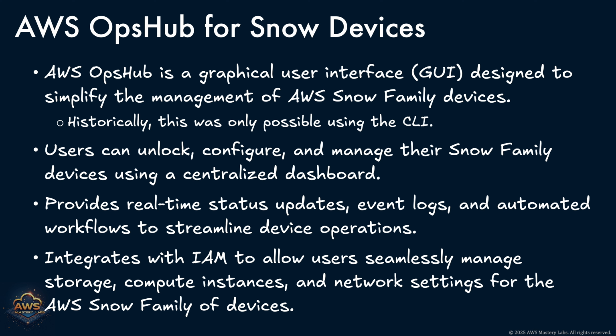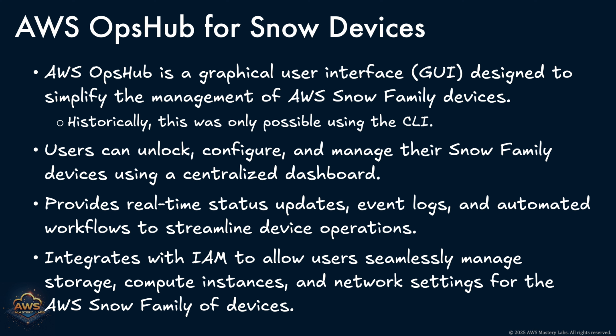With AWS Ops Hub, users can unlock, configure, and manage their Snow Family devices with just a few clicks. It enables easy data transfer, local compute processing, and device monitoring, all from a user-friendly interface. The tool helps organizations efficiently handle large-scale data migrations, edge computing workloads, and secure offline transfers, especially in remote or disconnected environments.